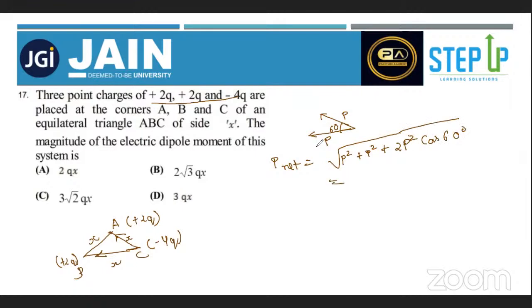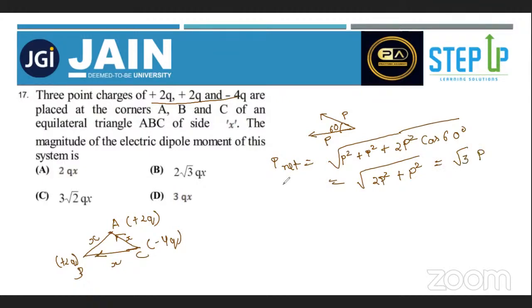Cos 60 degree. Now this will be basically 2P square plus cos 60 degree is 1 by 2. So 2 and 2 get cancelled. So I have another P square over here. So I can write it as basically root over 3P.